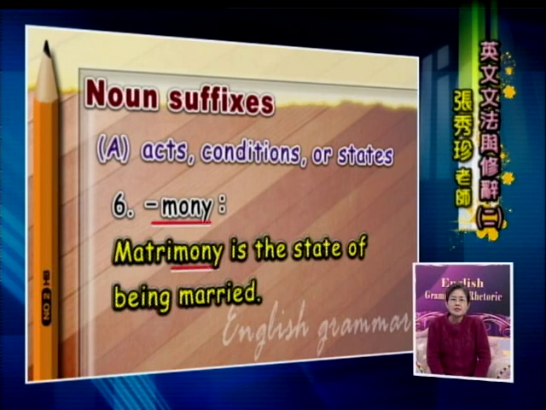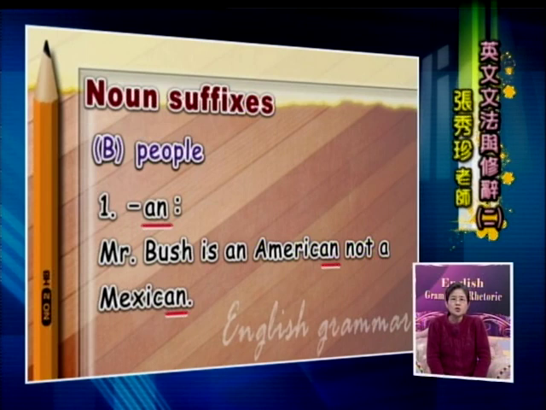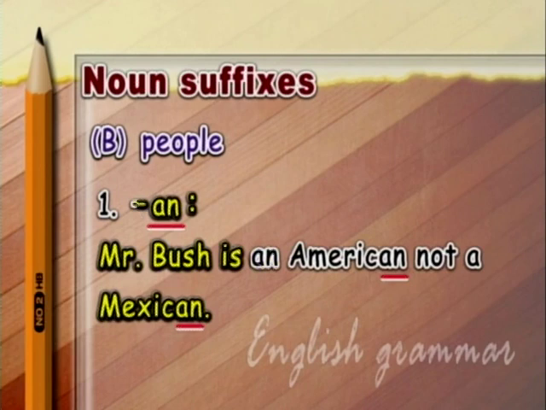matrimony 是婚姻，be married 就是结婚的状态。好，刚刚讲的是名词中表示行为动作状态的，下面是讲人，光是人的字尾就非常多。我们中文也有很多字尾，像是学者、舞蹈家、音乐家、老人、渔夫等等，英文也有很多代表人的字尾。第一个像 AN，我们讲 Mr. Bush is an American, not a Mexican.